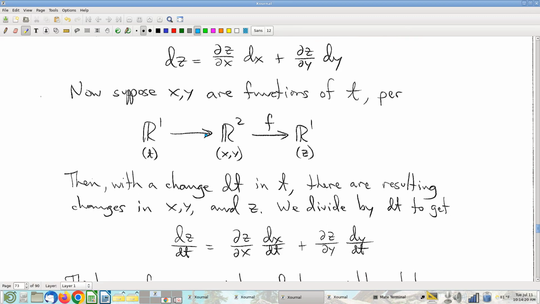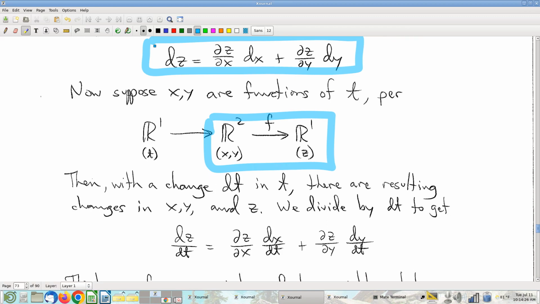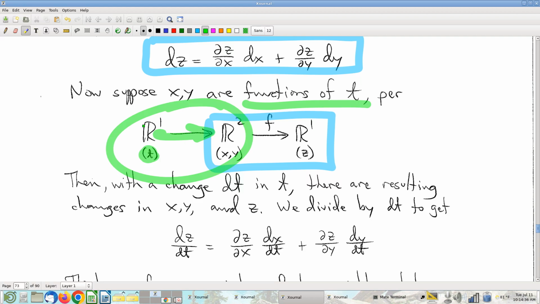If you were to take these relationships between x and y and z, and now presume that all of them are functions of another variable t. So that's what you might call precomposing, right? Assume that everything in sight is a function of t. Then how about this? Just divide by dt, if you will.